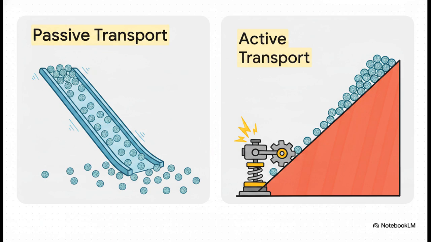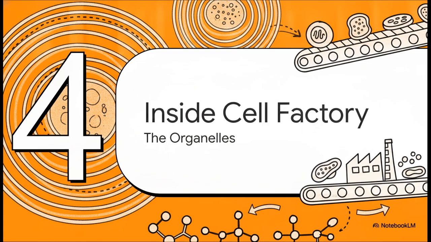And to do that, the cell literally has to spend its hard-earned ATP energy to pump those molecules across. It's a lot like pushing a heavy boulder up a really steep hill. Section 4. Inside the cell factory, the organelles.